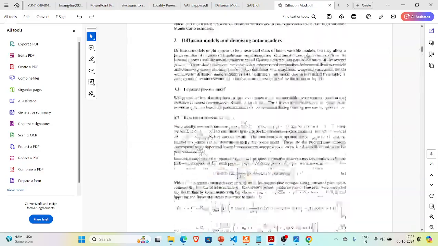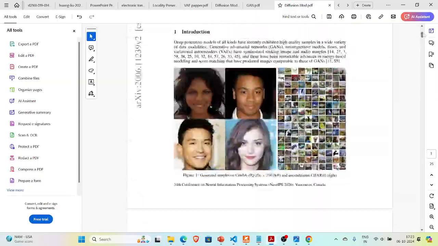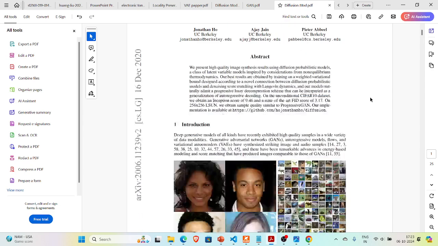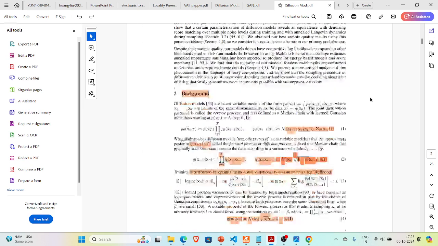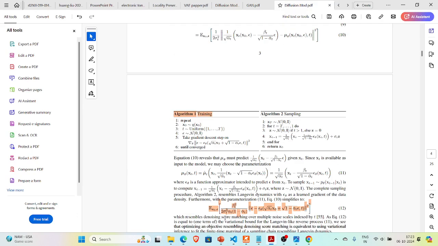Implementation is important to understand this paper. Overall you got the idea, I think. So this is the latest paper on diffusion, most advanced, the best generative model that we have to date. So this is the concept of diffusion.